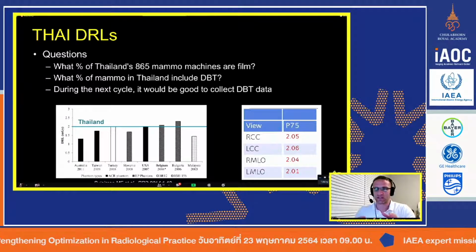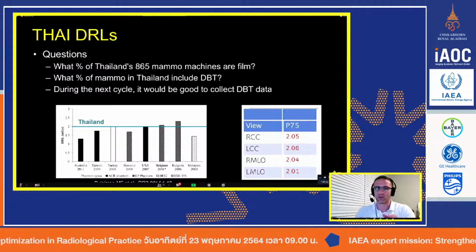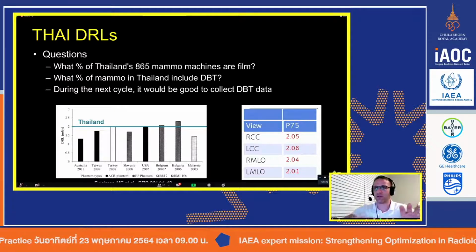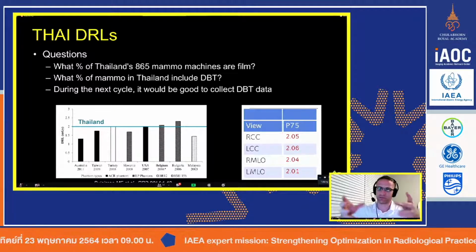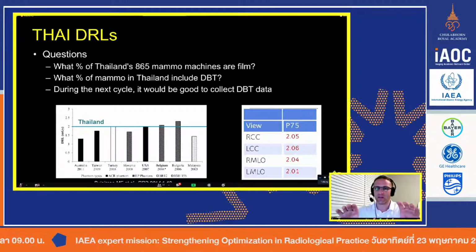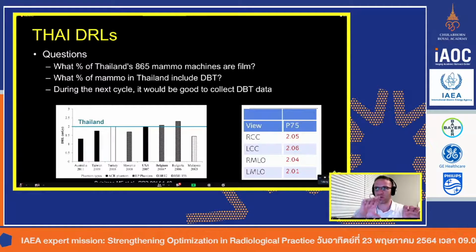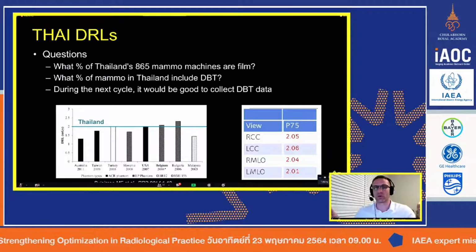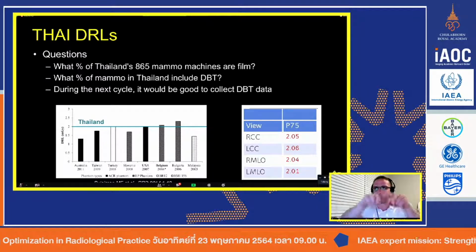But if you do get enough statistics in the future, you could publish your DRL, and maybe then you could publish the results of multiple different thicknesses, which is probably the best way to do it. Then you would have median values for maybe 4 or 5 breast thicknesses. And then everyone can just quickly look at that and go, okay, here's my hospital average.